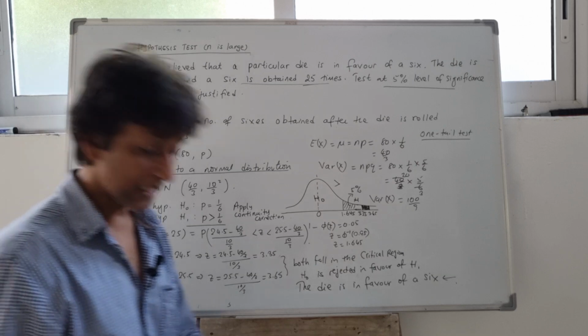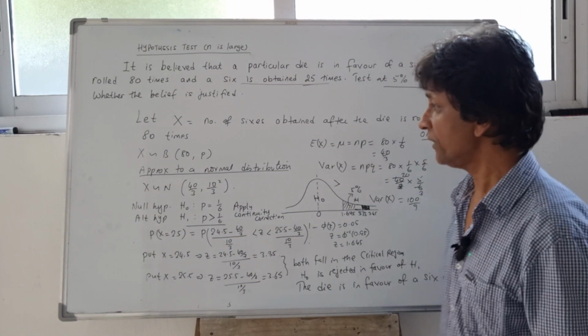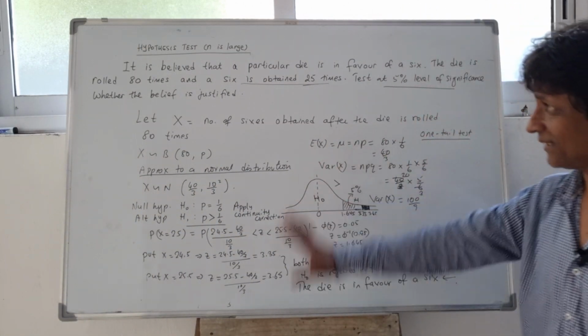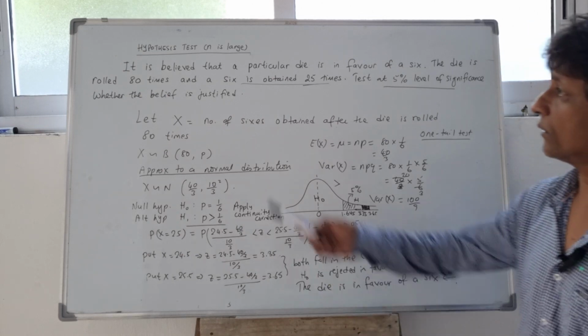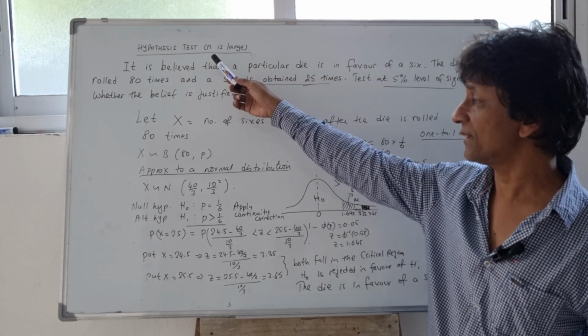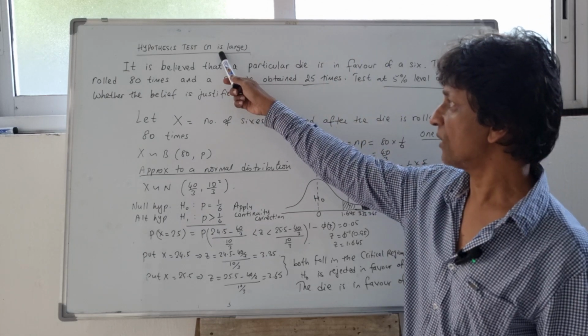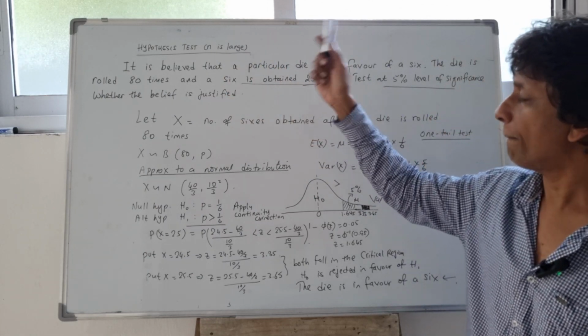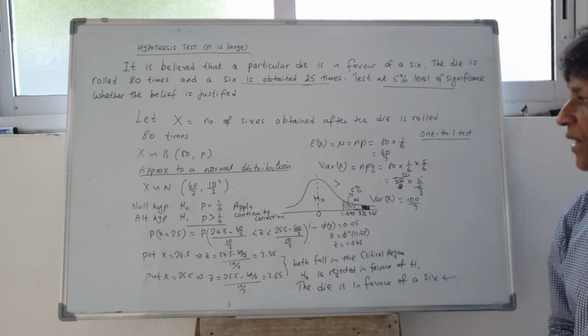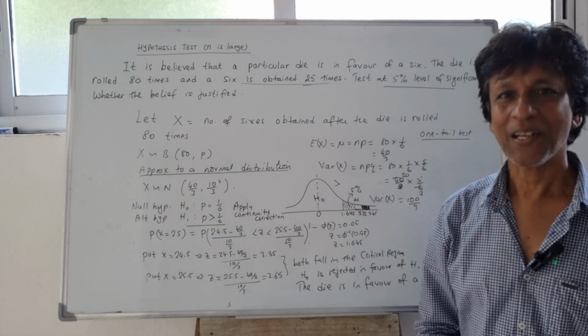I hope that this has been quite illuminating in terms of understanding how we actually carry out a hypothesis test when the sample size is very large, and therefore moving away from a binomial distribution to a normal distribution.